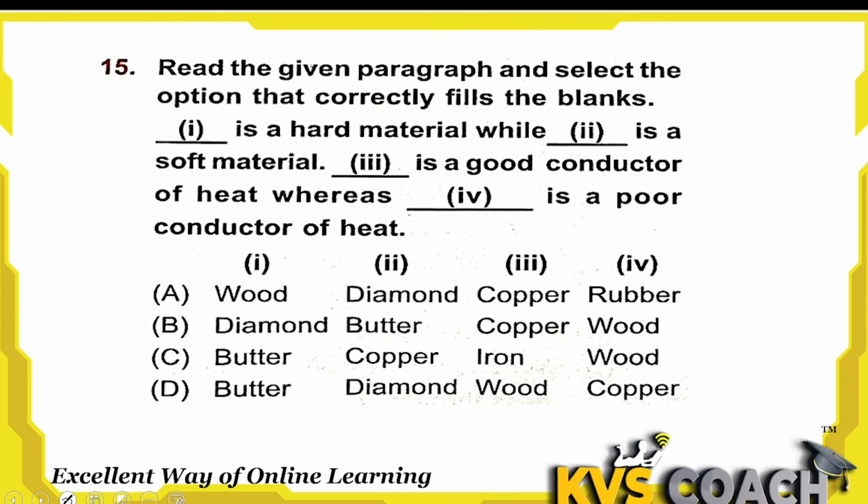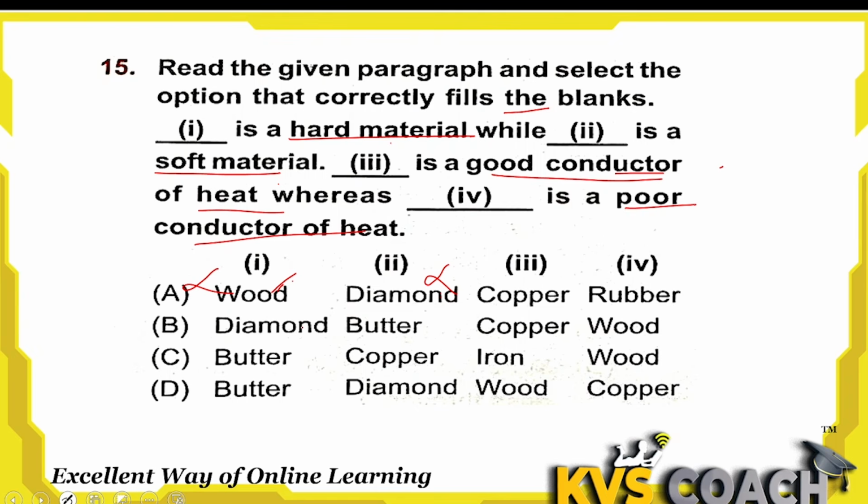Okay, next question is, read the given paragraph and select the option that correctly fills the blanks. One is hard material while second is soft material. Third is a good conductor of heat, whereas dash is a poor conductor of heat. So what we have to find out? Hard material, soft material, good conductor of heat, poor conductor. Wood is a hard material, it can be. Diamond is a soft material? No, diamond is much harder than wood. So it is very hard. This first one is wrong.